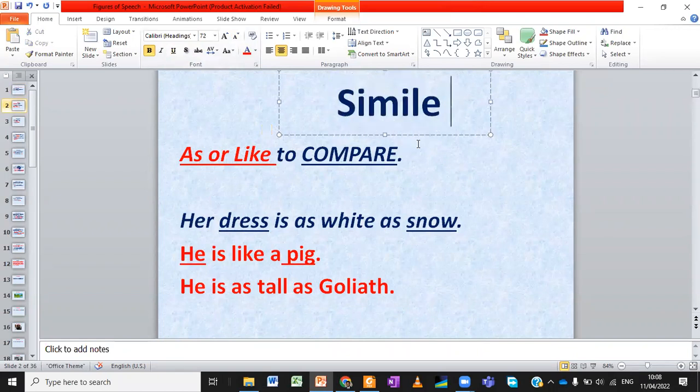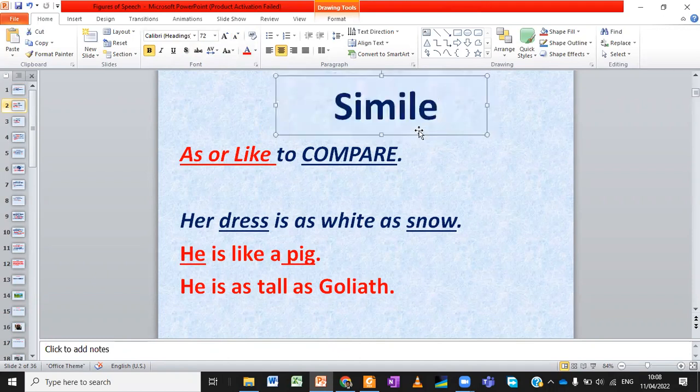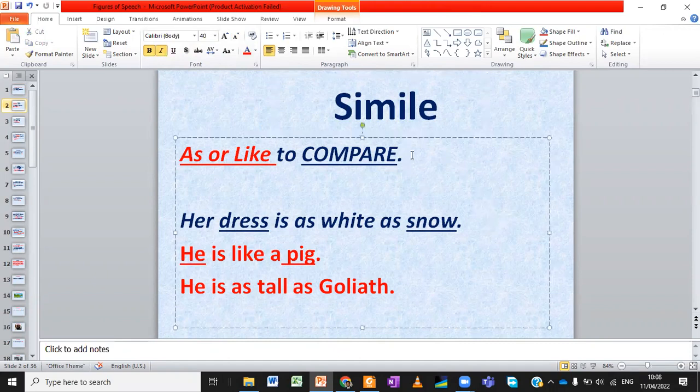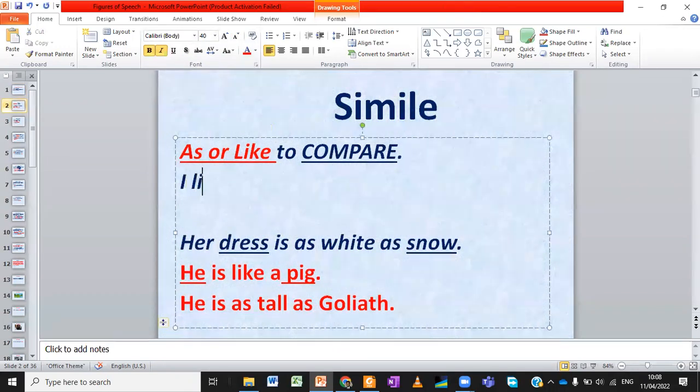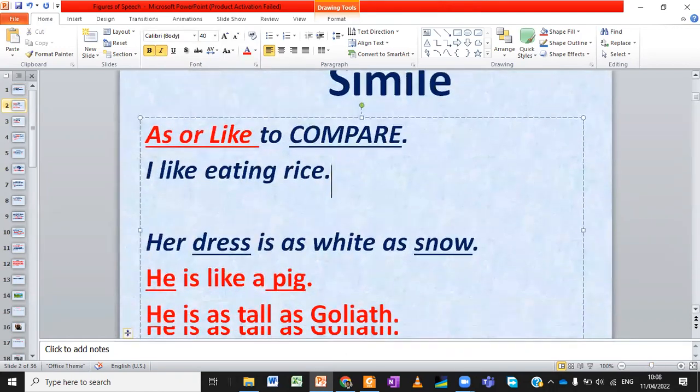Perfect. Now, you see, the word simile is derived from the word similar. In your sentence, you compared two things. What are the two things you compared? Dragon and lizard. Perfect. So simile does the same work as similar. Simile compares two things using either as or like. But the most important thing is that you must compare. So if I say, I like eating rice, is this simile or metaphor?